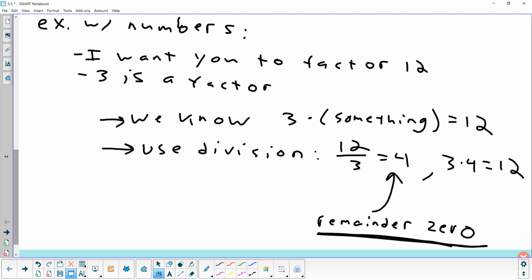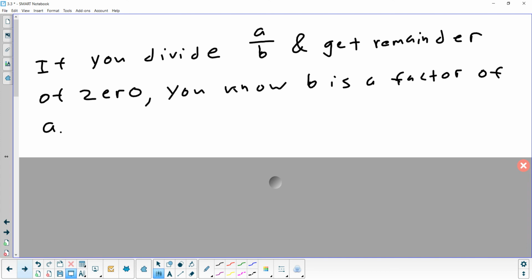Take 11 and divide by 5. There's a remainder of 1. That means 5 is not a factor of 11. It doesn't go in evenly. But the way we're going to find remainders at first, before we look at the shortcut, and the shortcut only works for a specific kind of problem, we're going to look at just doing out long division. And that'll give us the remainder. So that's basically what I just said to you guys. If you divide two things and get a remainder of 0, then you know what you divided by is a factor of the numerator.